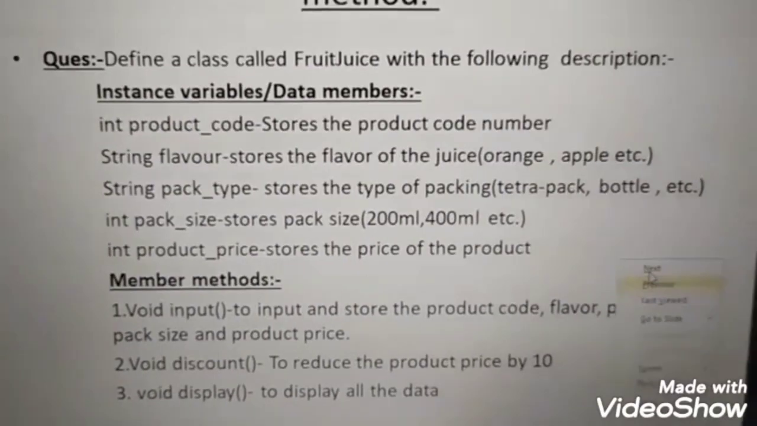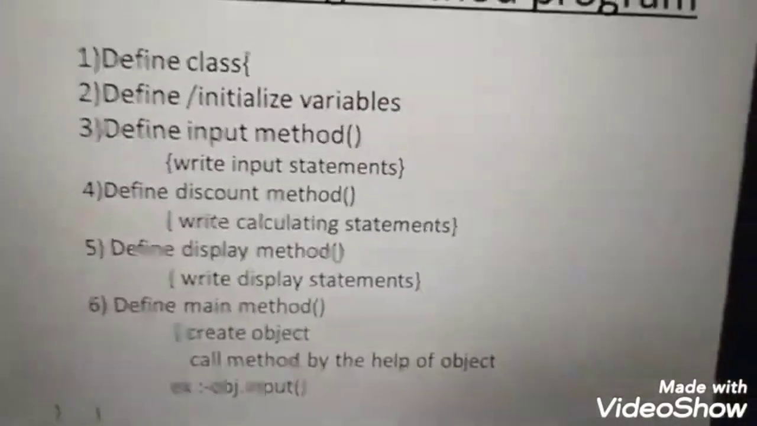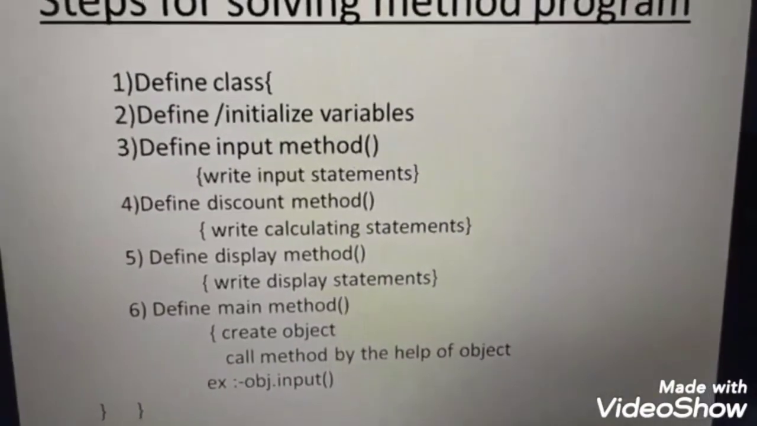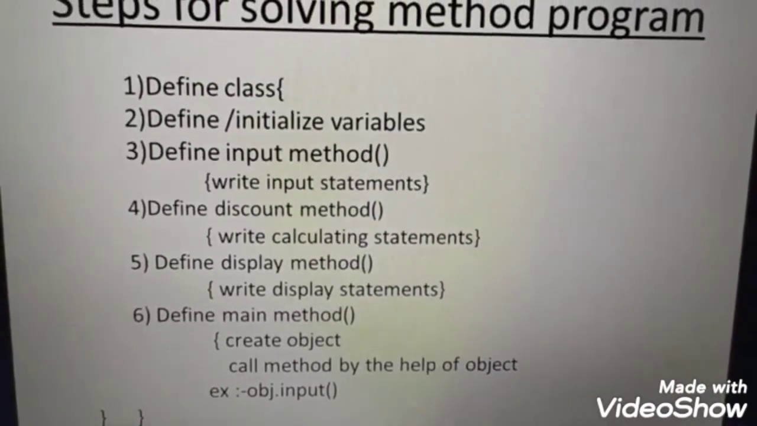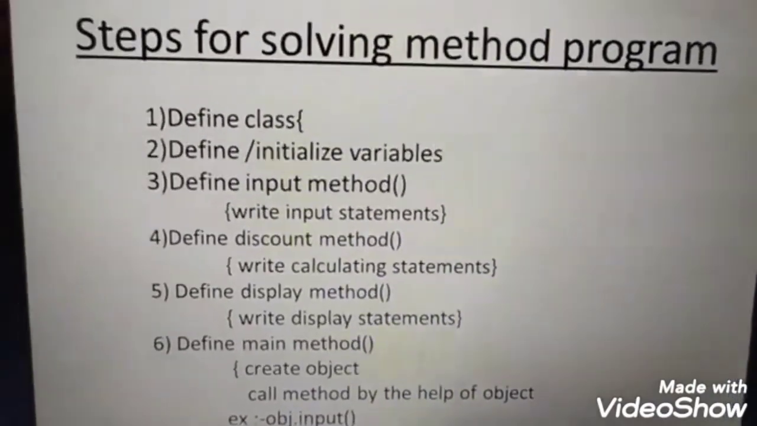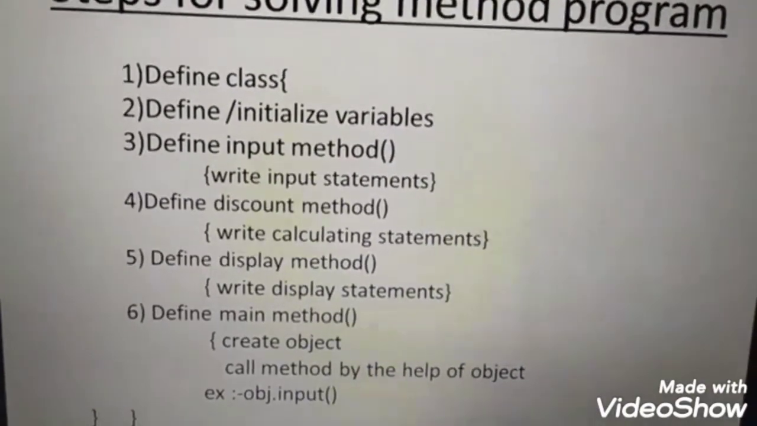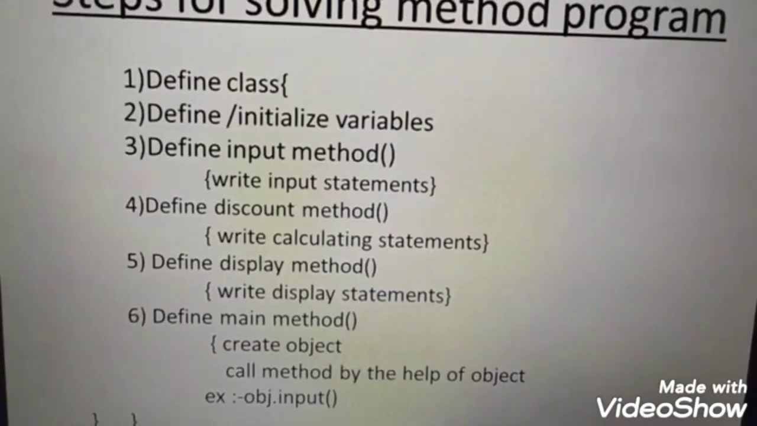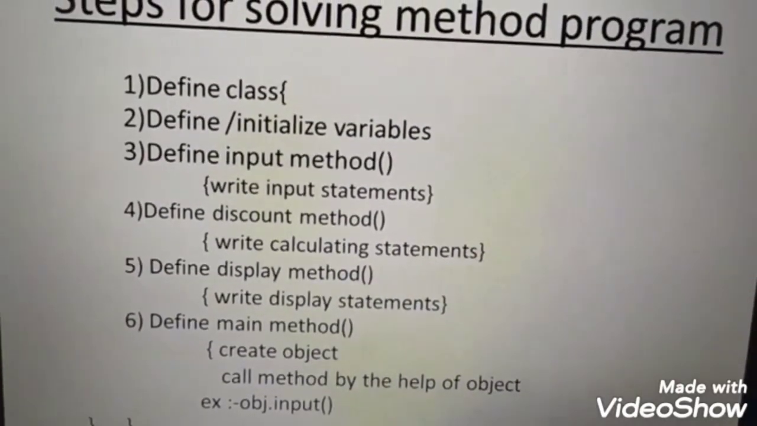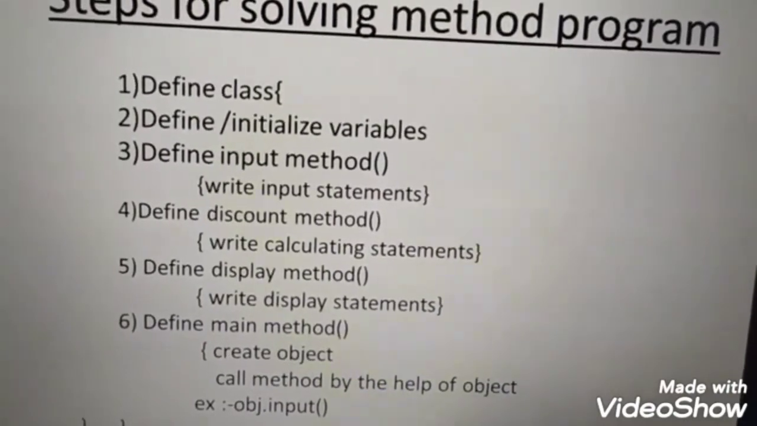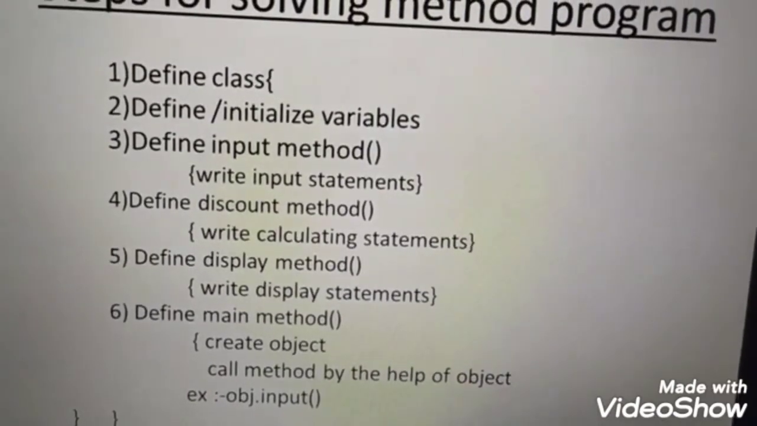Now to write the program, first we should discuss the steps again. I always say to remember the steps because the steps will help you to write the program. To solve such a type of program, first you have to define the class, then define or initialize the variables, define the input method, define the discount method, define the display method, define the main method, and in the main method you have to create the object and call the methods with the help of the object.